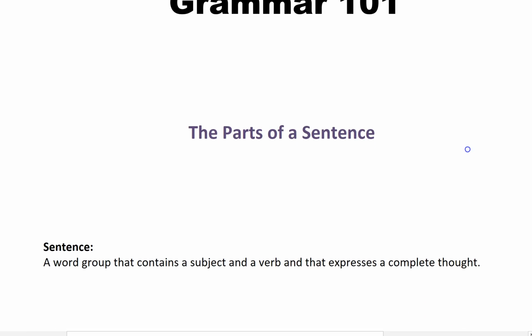First, here's a definition of a sentence. A sentence is a word group that contains a subject and a verb and that expresses a complete thought. So the key words here are subject, verb, and complete thought. And if you don't know what these three things are, hold that and we'll get to it soon.